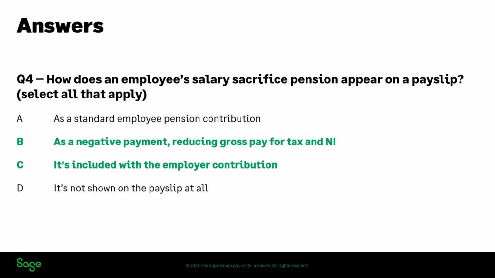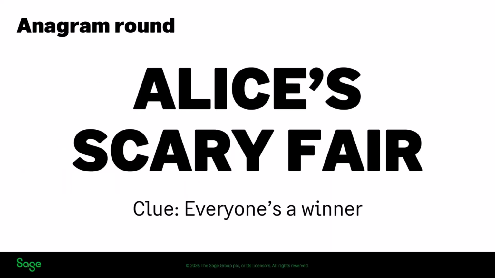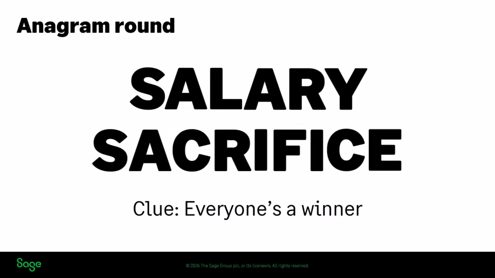Let's take a look at the anagram. So this was Alice's Scary Fair. Everyone's a winner. And did anyone get this one? The correct answer is salary sacrifice. And I can see loads of you got this, but our fastest correct answer today was from Claire. So well done, Claire, and well done to everyone else who got the anagram.